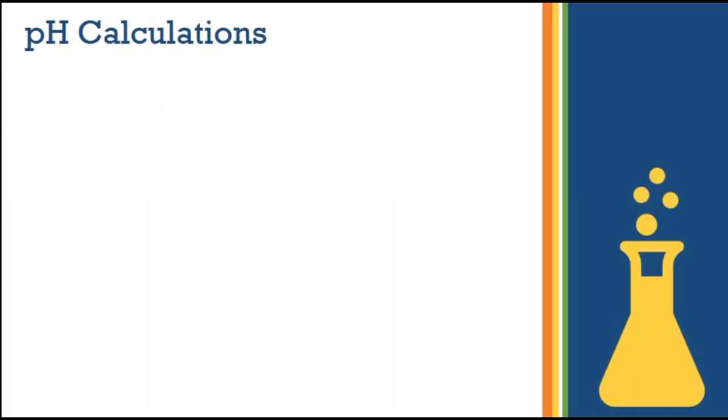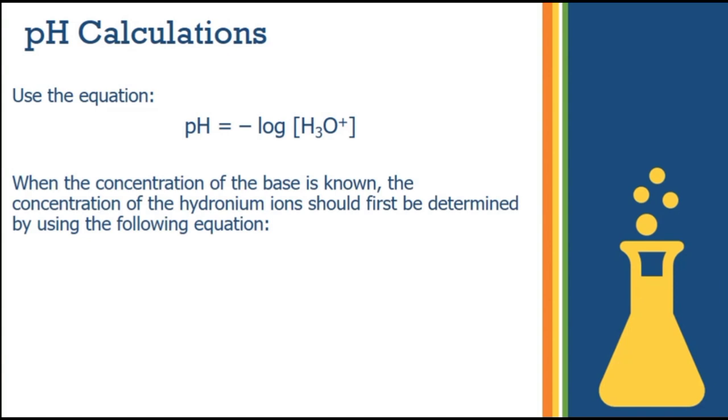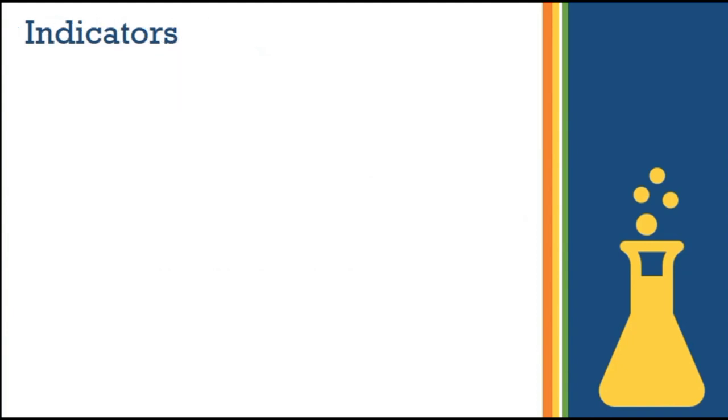Okay, very interesting. Now, pH calculations. Use the equation: pH is equal to minus log the concentration of H3O plus. Once again, this is on your formula sheet or your information sheet. When the concentration of a base is known, the concentration of the hydronium ions should first be determined. Notice, when you know the concentration of your base, you must then calculate your concentration of the hydronium ions using the following equation. The concentration of H3O plus, multiplied by the concentration of OH minus, is equal to 1 times 10 to the minus 14. And then you very easily substitute and you find your concentration of hydronium ion. You'll notice how this will play off in our worksheet that we're going to take up soon.